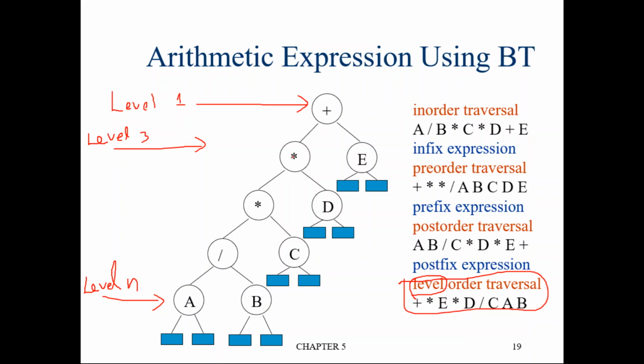So if you level order traverse this tree, what will you get? First level 1, there is only one node, plus. Then level 2, so star and E, visit from left to right. Level 3, star and D, so visit star and D. Level 4, slash and C. Level 5, A and B. That's it. So this type of traversal is called level order traversal. Slash star E star D slash C A B.